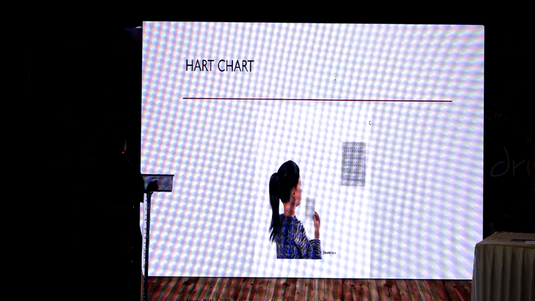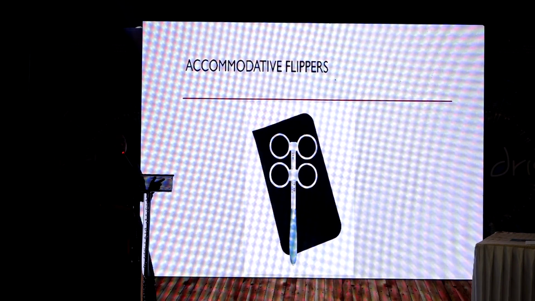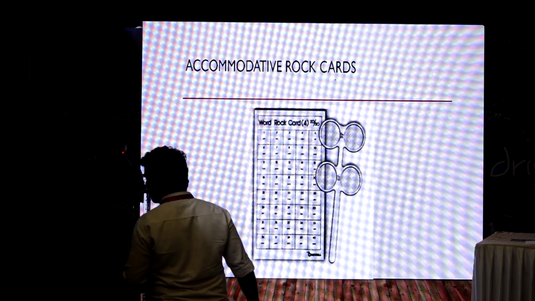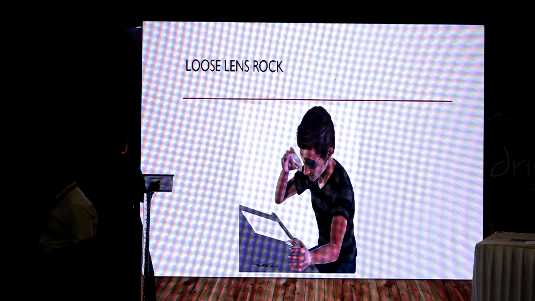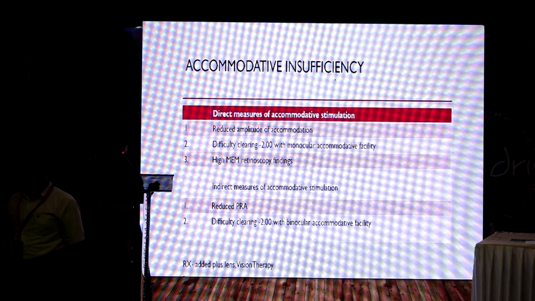So what are the vision therapy options available? You can have the common ones which are very familiar, like this is a Hart chart where the patient has to look at a near target and then a distant target intermittently so as to stimulate and relax the accommodation. Accommodative flippers, which were used for diagnostic purpose, can also be used for therapeutic purpose for stimulating accommodation and relaxing it. The other tests would include a red rock test, accommodative rock cards, accommodative hopping cards, loose lens rock. So these are the specific tests which can be done for the accommodative problems.